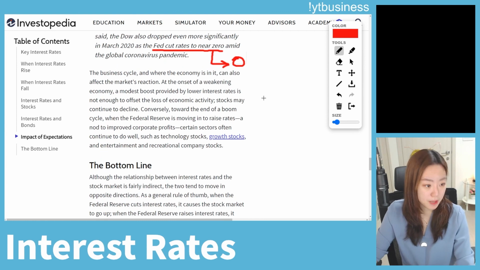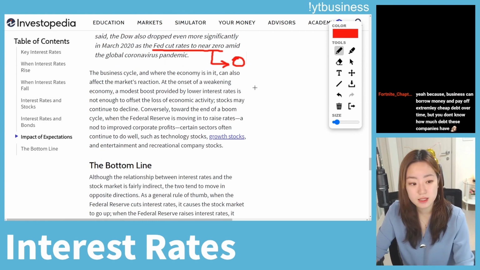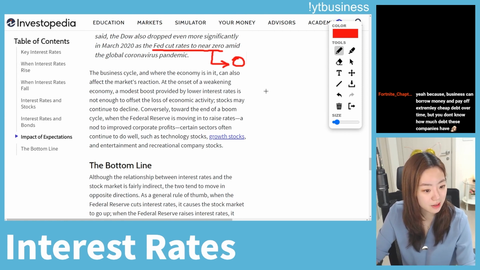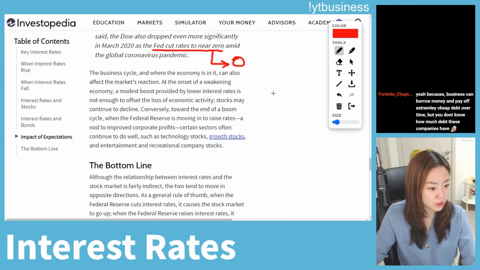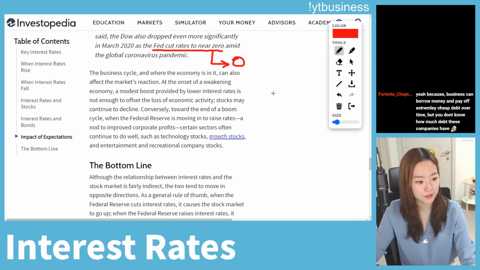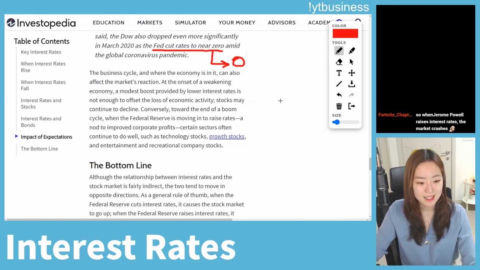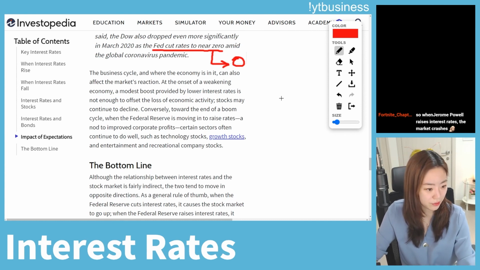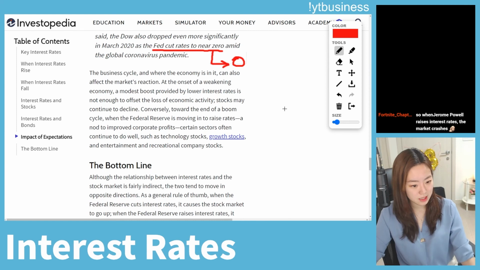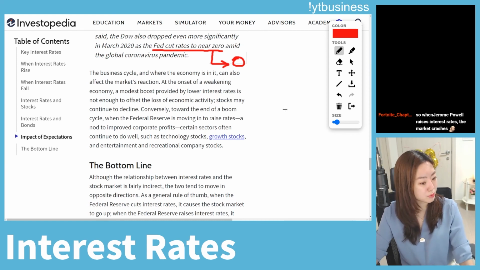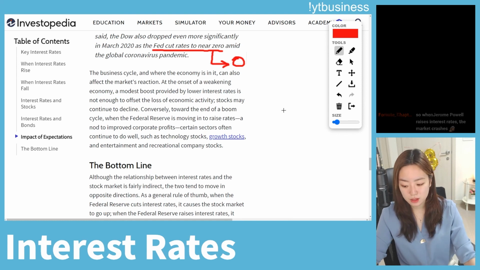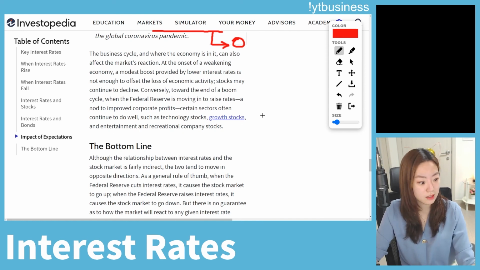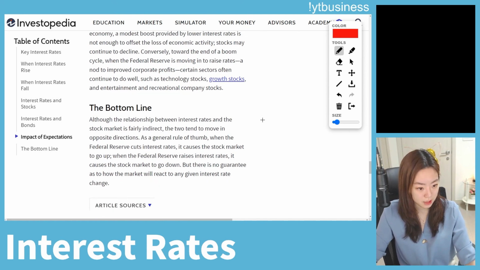Wow. The business cycle and the economy can also affect the market's reaction. At the onset of a weakening economy, a modest boost provided by lower interest rates is not enough to offset the loss of economic activity. That's true. Stocks may continue to decline. Conversely, toward the end of the boom cycle, when the Federal Reserve is moving in to raise rates, thanks to improved corporate profits, certain sectors often continue to do well, such as technology stocks, growth stocks, and entertainment and recreational stock companies.